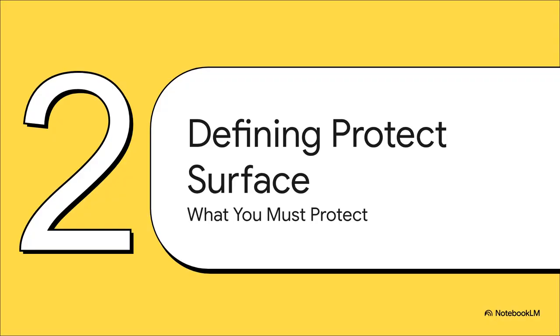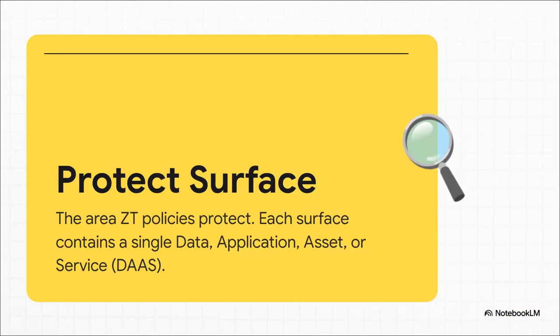Now for section 2. And honestly, this might be the biggest mental shift in the entire process. We're talking about defining your protect surface. Before you can build walls or set up guards, you have to know exactly what your crown jewels are. So, what in the world is a protect surface? It's basically all of your most critical stuff. Think specific data sets, key applications, essential assets, or vital services, what the guide calls DAAS elements.